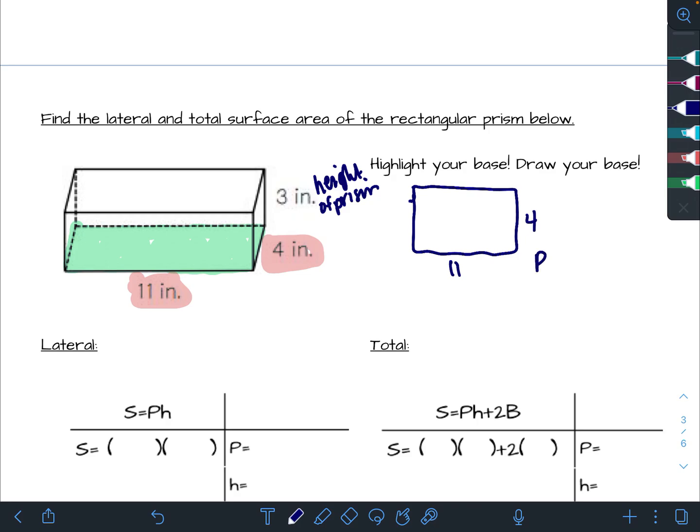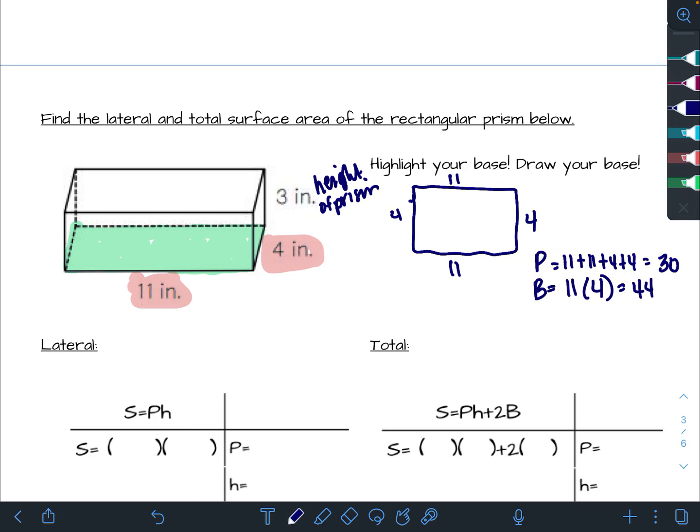So if I go and find my perimeter, I'm just going to write big P for perimeter. I know this side's 11, this side's 4. So I'm going to have 11 plus 11 plus 4 plus 4. So I get that my perimeter is 30. And to find my big B, I'm doing 11 times 4, which gives me 44.